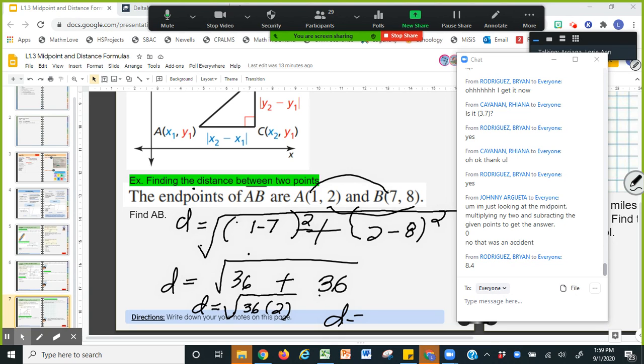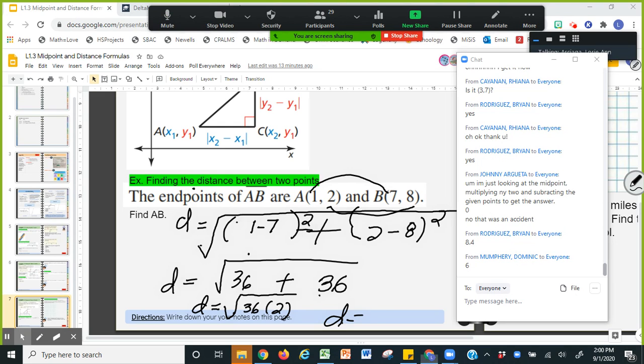Okay, so the square root of 36 is 6, okay? But 2 does not have a radical sign, so the 2 must stay inside the symbol. So 6 radical 2.